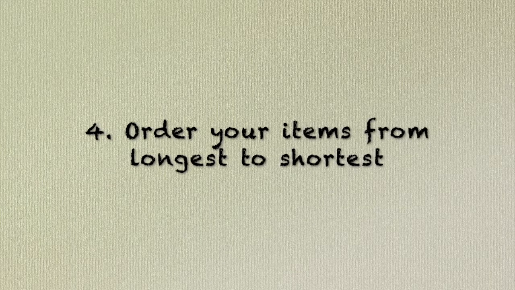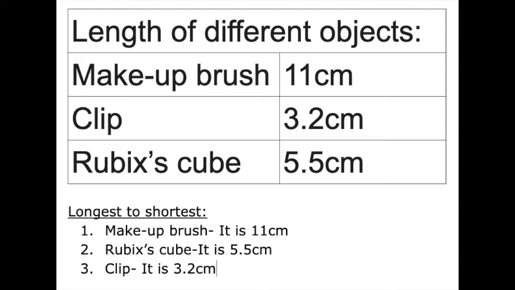Order your items from longest to shortest. I have ordered my items from longest to shortest. My makeup brush is the longest because it is 11 centimeters. It is the biggest number out of the 3 items. My Rubik's Cube is the second longest out of my items because it is 5.5 centimeters. 5.5 is smaller than 11 centimeters, but is bigger than 3.2 centimeters. The clip is my smallest item because it is 3.2 centimeters. 3.2 is smaller than 11 centimeters and smaller than 5.5 centimeters.